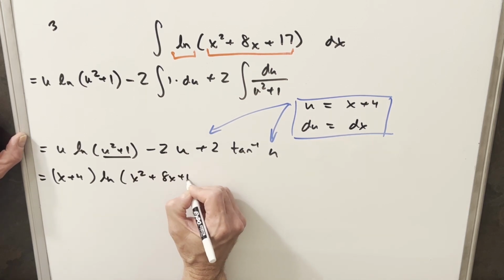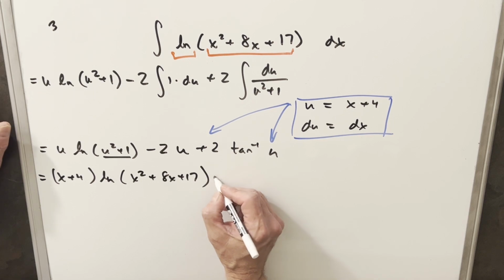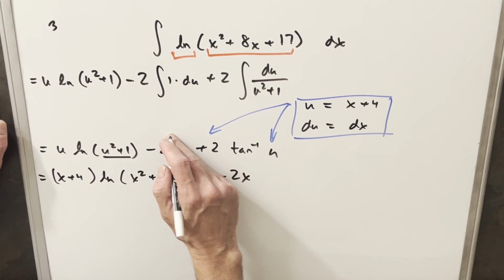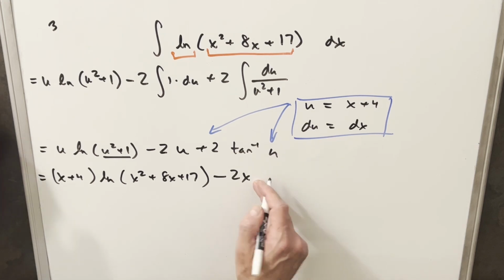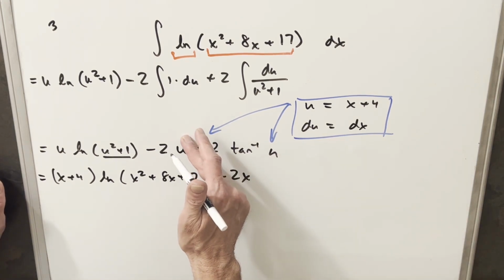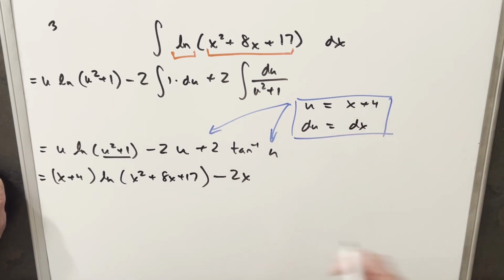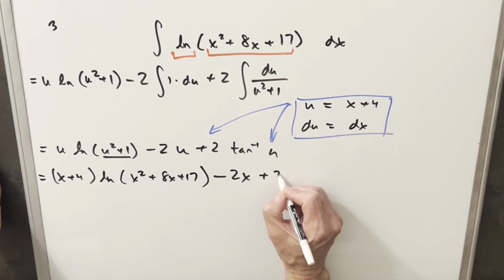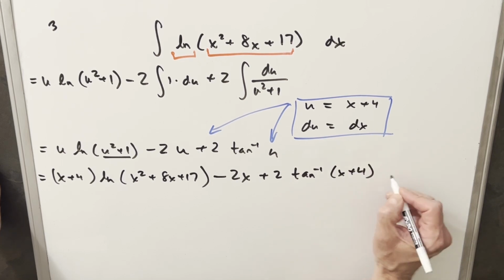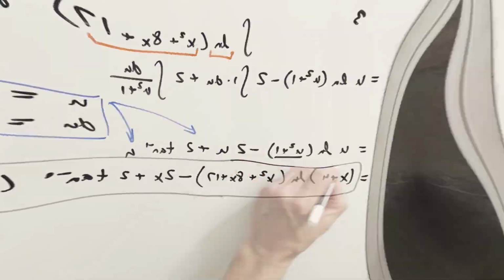I'm going to expand it out. Then here we're going to have minus 2 times x plus 4. This is going to give me a minus 2x. Minus 2 times 4 is going to give me a minus 8. But I'm going to skip that because we're going to have a constant on the end, and that's going to absorb the minus 8. So I'm just going to leave that off. And so for the last piece, we're going to have just 2 arctan of x plus 4 plus c. And that's it. Okay, good problem.